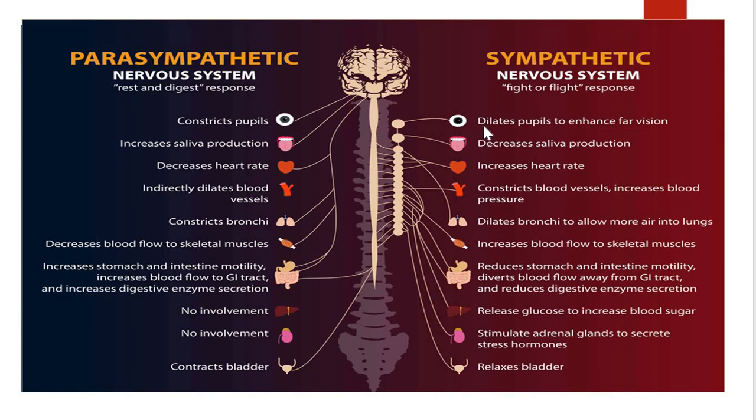डर के मारे क्या होगा, dilates pupil, आपकी आंखें फट जाएंगी, पुतलियां फैल जाएंगी ताकि आपको दूर दूर तक की चीजें नजर आने लगें. It decreases saliva production, गला सूख जाएगा डर के मारे. ये आप स्पीच देते हो तब भी आपका गला सूखता है. Increases heartbeat, बढ़ती है ताकि ज्यादा से ज्यादा ब्लड सप्लाई हो. Constrict blood vessels, increase blood pressure. Blood vessels सिकुड़ जाएंगी ताकि ब्लड प्रेशर बढ़ सके.